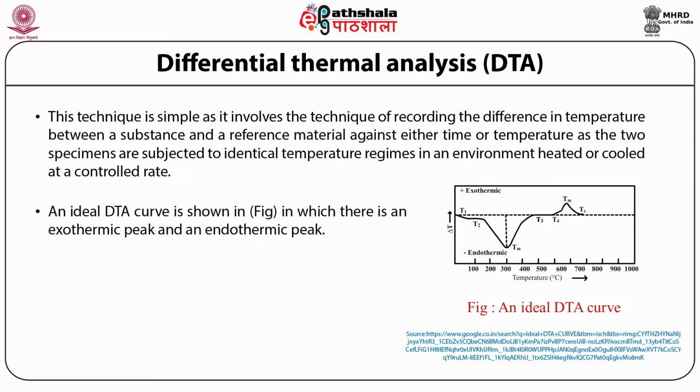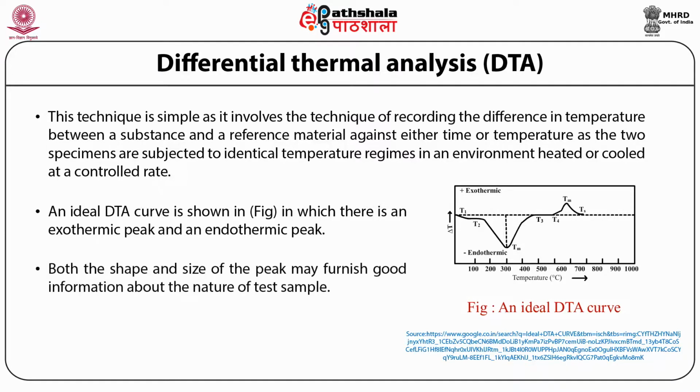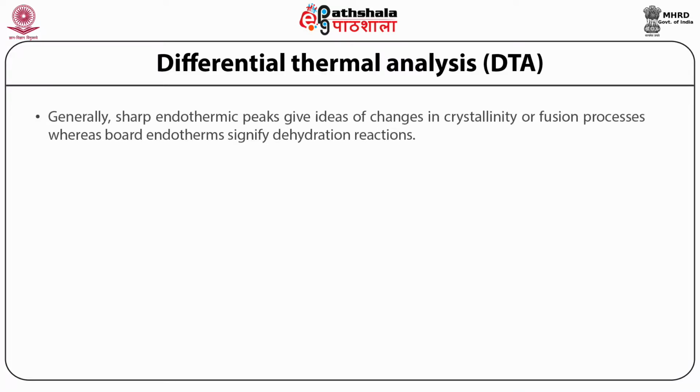An ideal DTA curve is shown in figure 1, in which there is an exothermic peak and an endothermic peak. Both the shape and size of the peak may furnish good information about the nature of the test sample. Generally, sharp endothermic peaks give ideas of changes in crystallinity or fusion processes, whereas broad endotherms signify dehydration reactions. In most cases, physical changes give rise to endothermic curves, whereas chemical reactions give rise to exothermic peaks.